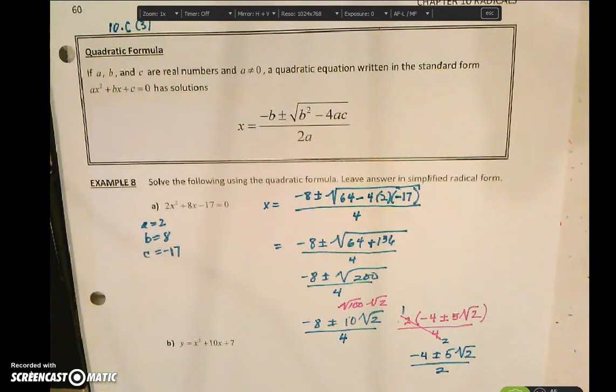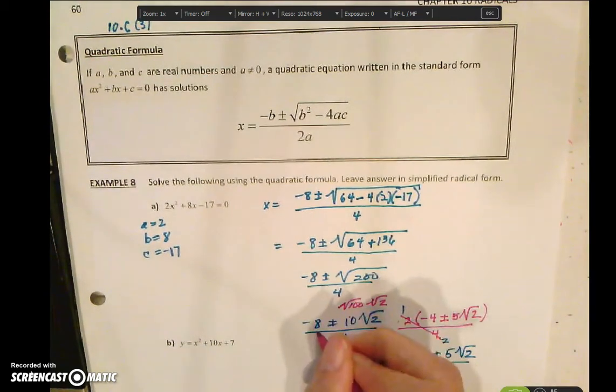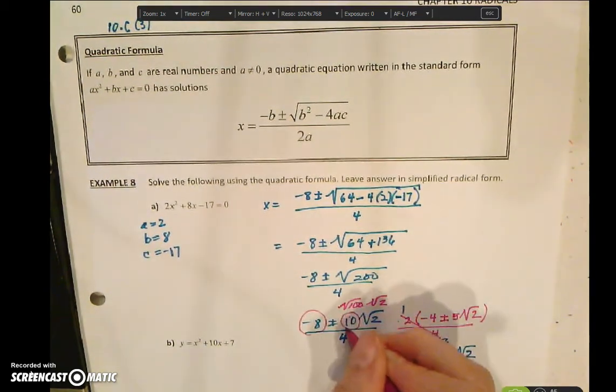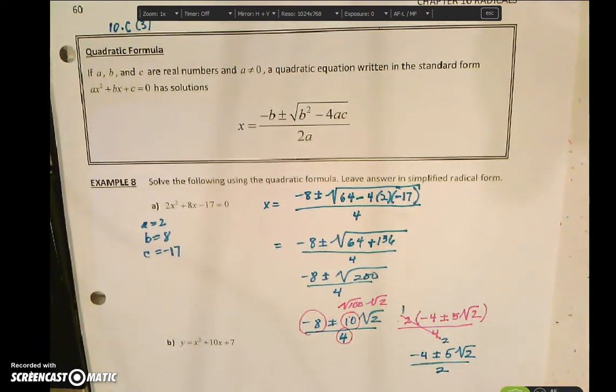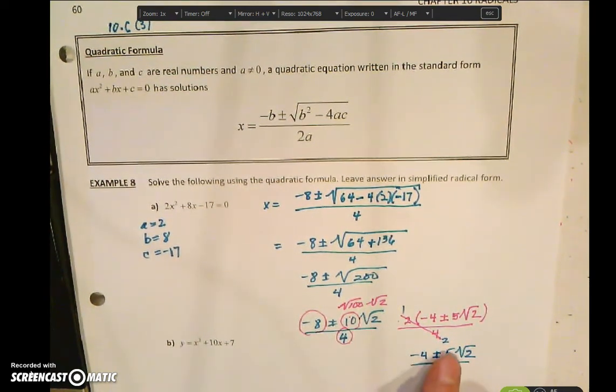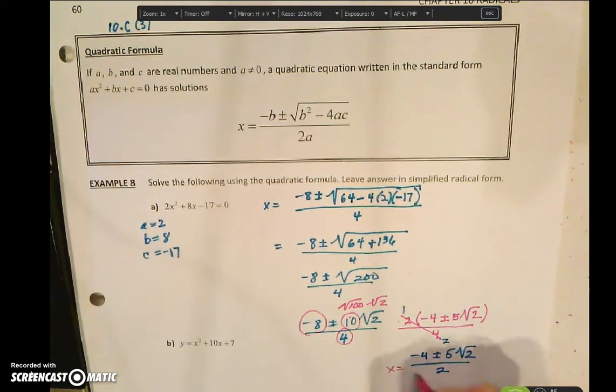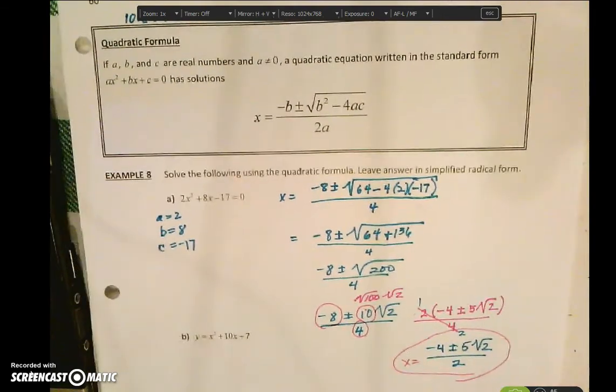So the rule is that if there is a number that goes into all 3 of these, I can reduce it by that number. So it has to go into all 3. So 2 goes into negative 8 negative 4 times, 2 goes into 10 5 times, and 2 goes into 4 2 times, and this is my answer.